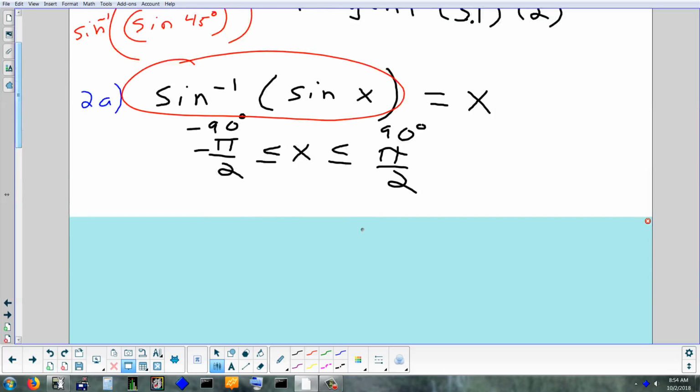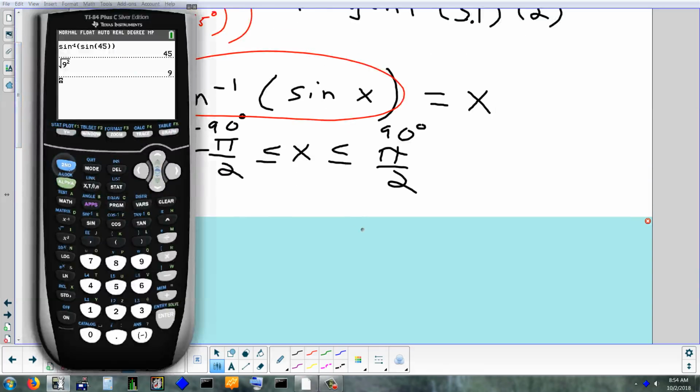All right, so inverse sine, regular sine, let's pick another one besides 45. Let's do negative 13. So when I hit enter, what should I get this time? Negative 13. Yeah, because the inverse sine and the regular sine function cancel each other out. I get back what I started with. Now let's try one that's not between negative 90 and 90. Let's try 110. When I hit enter this time, I get an answer, but it's not the same thing I started with. It's a different answer.